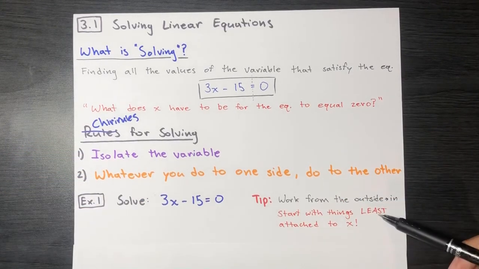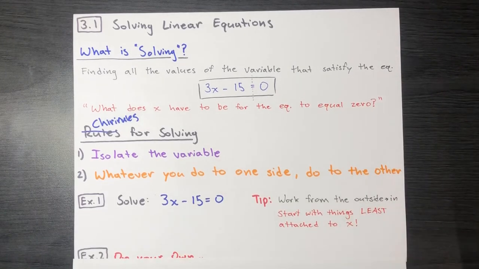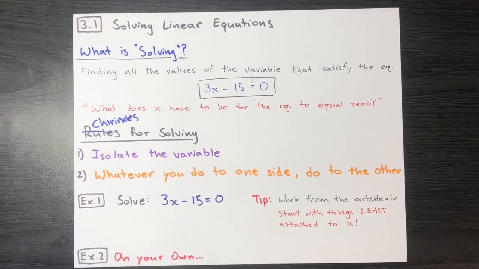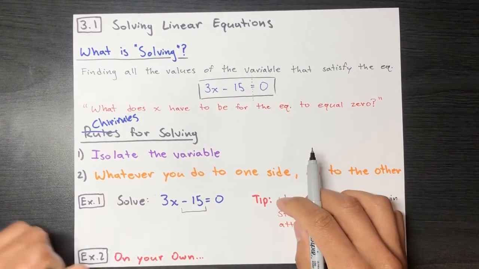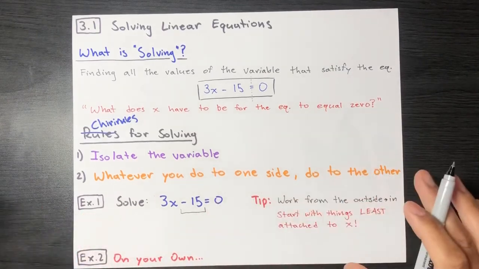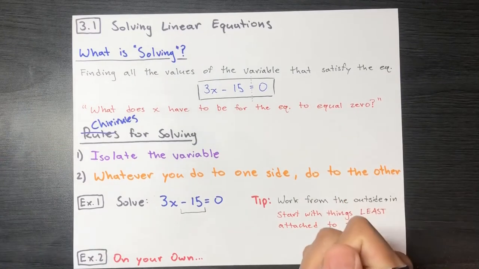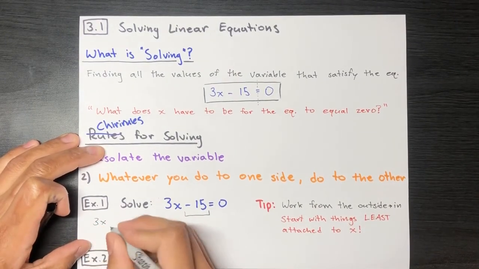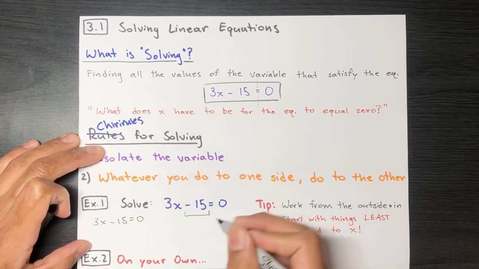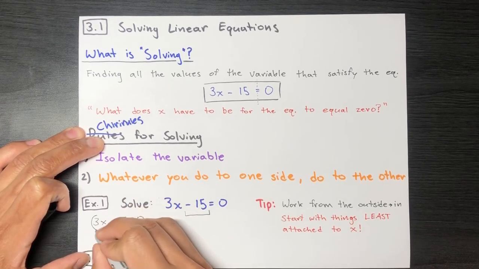That means start with the things that are least attached to x. In this equation, the thing that is least attached to x is going to be the 15, and in fact, it's a negative 15. So this negative 15 is what is farthest from the x. That's what we're going to have to move to fulfill the first rule, which is to isolate the variable. So I'm going to go ahead and rewrite this equation: 3x minus 15 equals 0. What can I do to take this 15 away so that I can isolate this 3x, right?